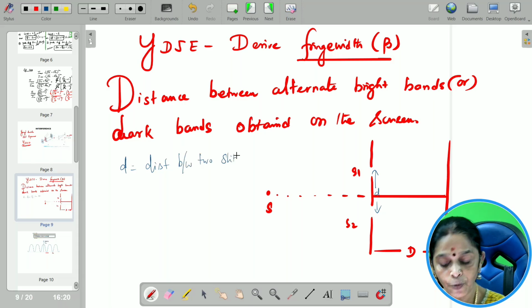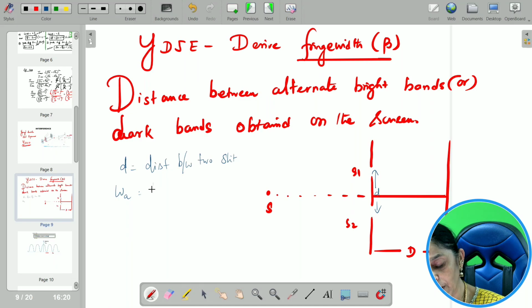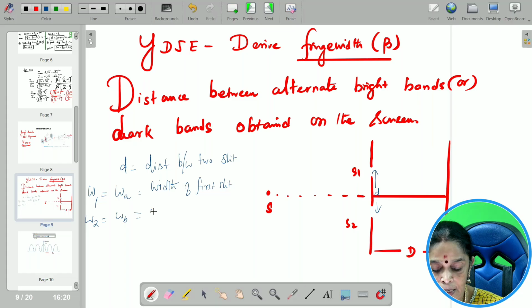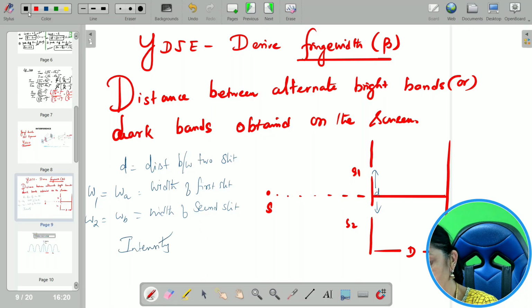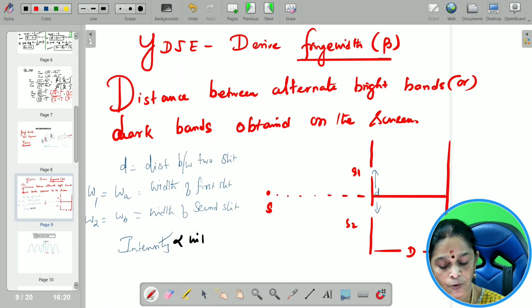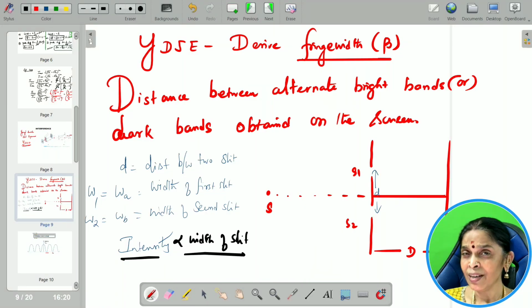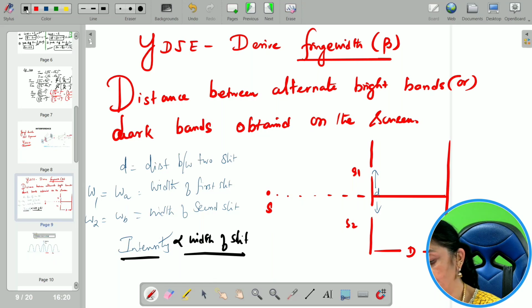And of course, W1 or WA, anything, you can take as the width of the first slit, and WB is nothing but the width of the second slit. And of course you have to know that intensity is directly proportional to the width of the slit. Later on we can see about it. I'm just giving you the hint about it.